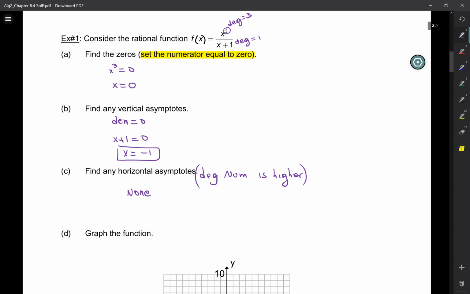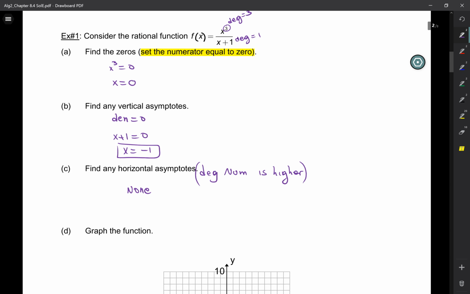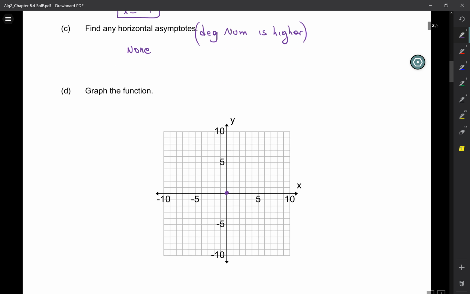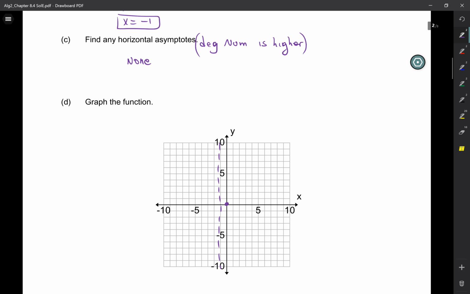Now I'm going to graph this. To graph, first I put in what I just found. Okay, so x equals 0 is here. X equals negative 1 is a vertical asymptote here. And there are no horizontal asymptotes. Okay? Now, most of the time, we don't need to pick points. You'll know exactly what it'll look like. But when you only have one asymptote, it's a little bit more difficult. We're just going to pick points.